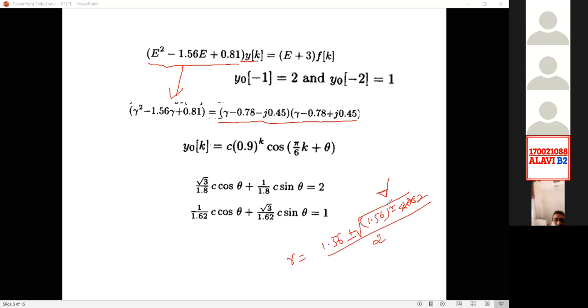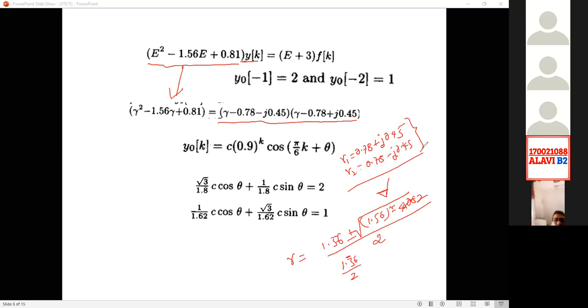Okay, it will have a real part equal to 1.56 divided by 2, isn't it? And the imaginary part will be determined by the square root of these quantities. So one root, lambda 1, will be equal to 0.78 plus j 0.45. Another root will be equal to what? 0.78 minus j 0.45. Are not they? Yes, sir. So these are the two roots.